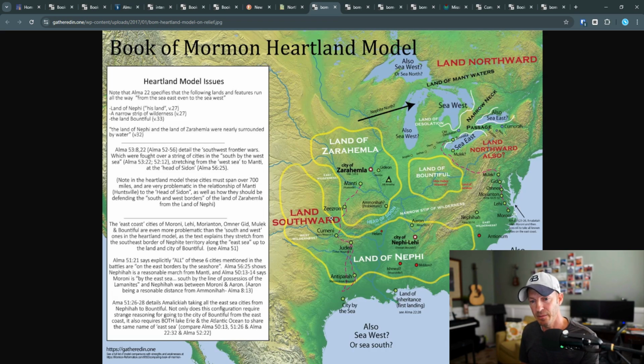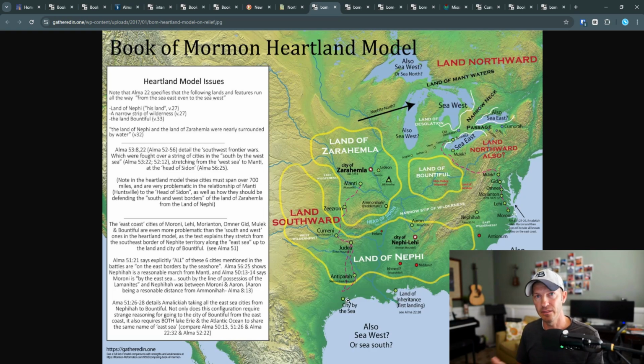But this line that we're talking about goes all the way from the city by the sea, right? It mentions the city by the sea in the wars with the 2,000 stripling warriors. This line of cities has to go from the West Sea to the East Sea. So the only way we can make that work in the Heartland Model is to make the city by the sea down here, because there's no sea over here, and there's no way it's over here on the West Coast. These are things that can be traversed within a couple weeks, not a year, not 3,000 miles.